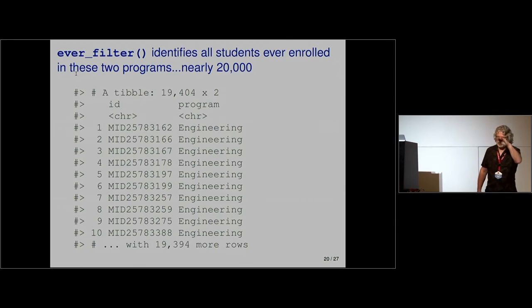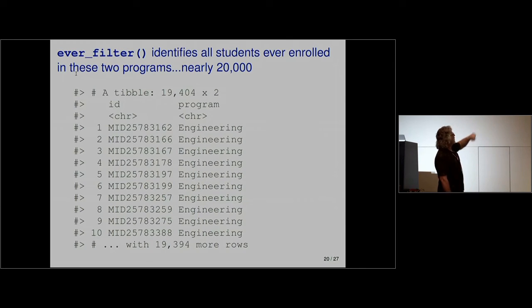You can see you have a unique student ID that's been anonymized. And we have the program name, which is engineering. And later, if you go down to those 20,000 rows, you'd find math and statistics and applied that we talked about earlier. So we have about 20,000 students from the data set that were ever enrolled in either engineering or math and applied math and statistics. That number, by the way, is a little bit higher.